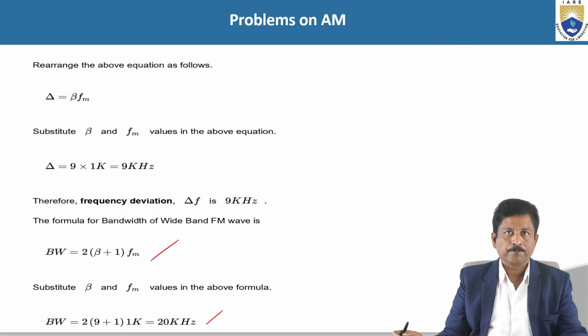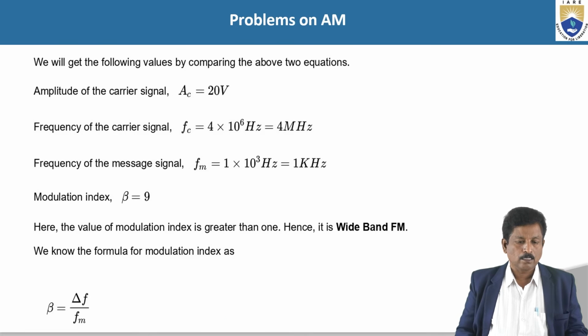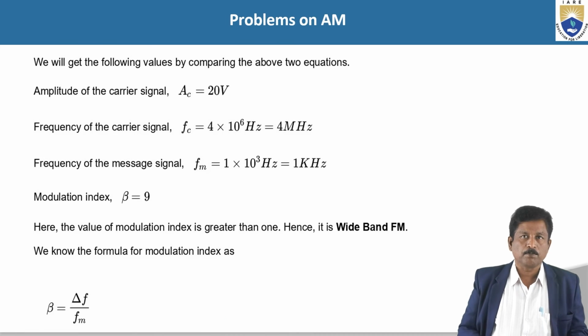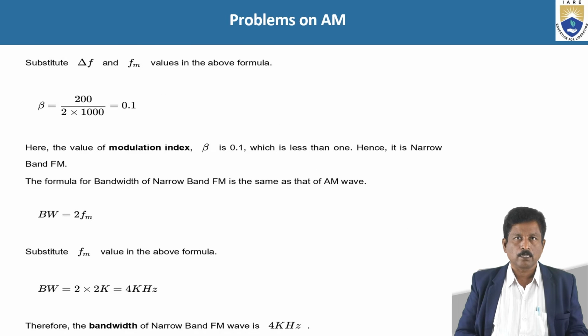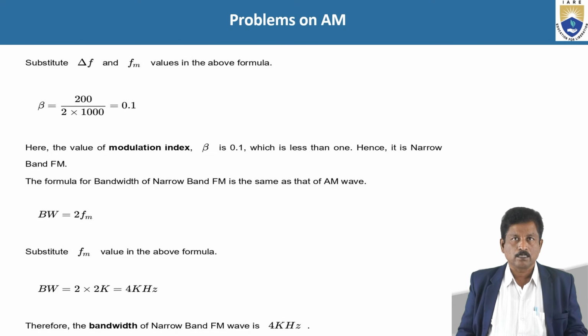So this is about another problem for the FM modulation. Here you have to observe the previous problem. According to that, we calculated the beta value to be 0.1 only. Am I correct? Based on the beta value, we are going to define the type of FM modulation.